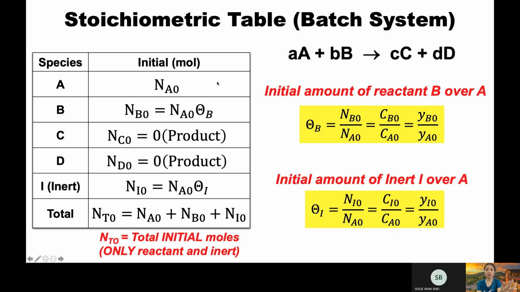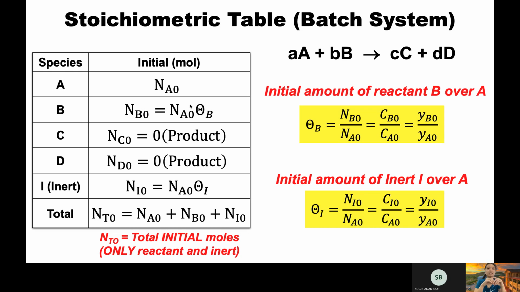If A is NA0, the initial moles of A, then B is NB0, the initial moles of B. You can get the initial moles of B by knowing theta B and NA0. In other words, once we know NA0, we can already build this table, but there are certain symbols we must also know. So to find NB0, it is equal to NA0 multiplied by theta B. NA0 you know, the initial moles of A. What is theta B? This theta B is something new that you will learn today, one more symbol that you have to learn.